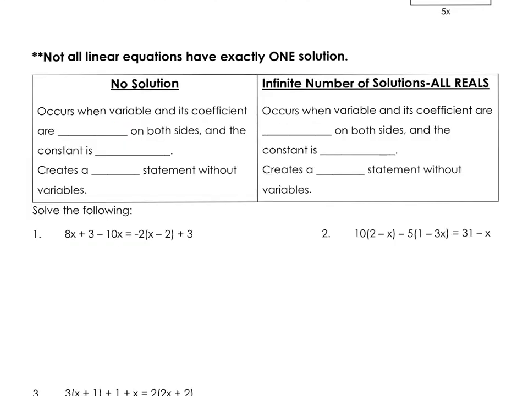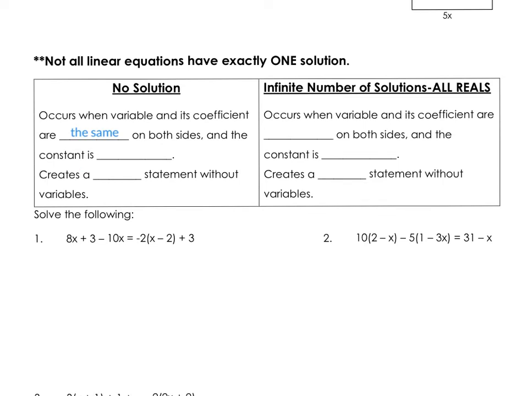Okay, now we're going to skip down to this on the second page here. We talk about that not all linear equations have exactly one solution. Sometimes we'll have no solution. This occurs when variables and its coefficients are the same on both sides, and the constant is different. So this creates a false statement without variables. That's when we have no solution.